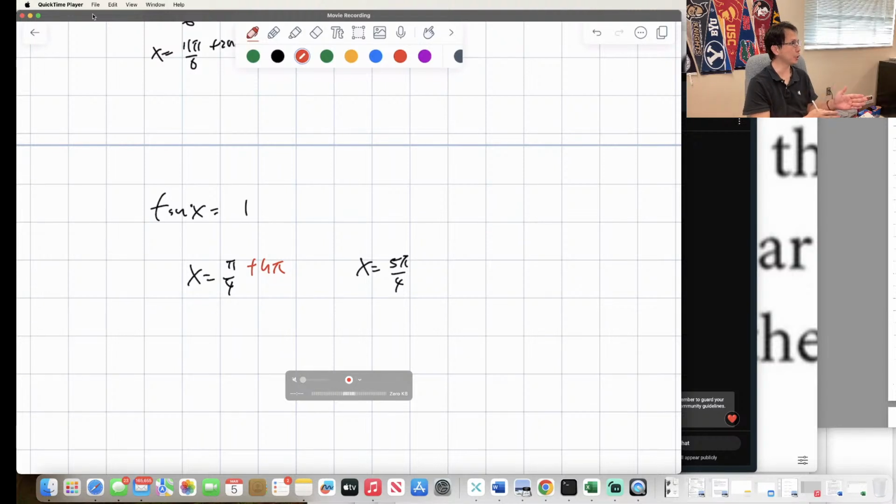Because the period for tangent occurs every pi rather than every 2 pi. Sine and cosine occur every 2 pi. Does that make sense? But tangent occurs every pi. So plus m pi here rather than 2 m pi. It's only for tangent and cotangent. Is that okay? Is this related to when we did the graphs? Yep, because this is the period for tangent.